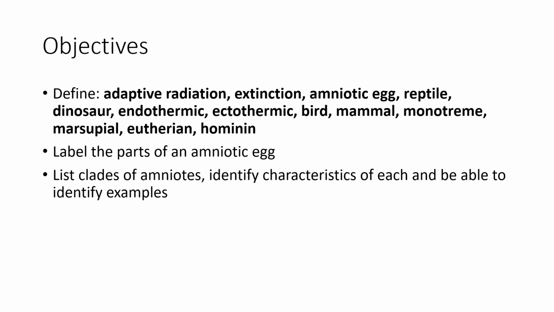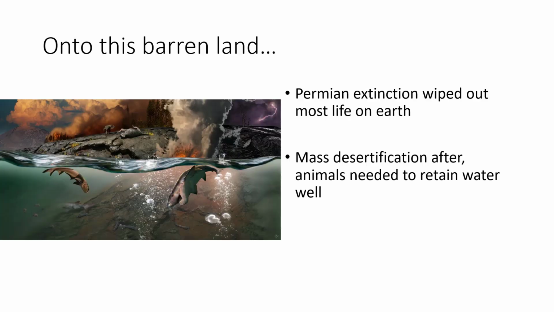We're also going to look at ecology and how the evolution of organisms changes the world. Be able to define adaptive radiation, extinction, amniotic egg, reptile, dinosaur, endothermic, ectothermic, bird, mammal, monotreme, marsupial, eutherian, and hominin. Label the parts of an amniotic egg and list clades of amniotes, identifying characteristics of each and being able to identify examples.